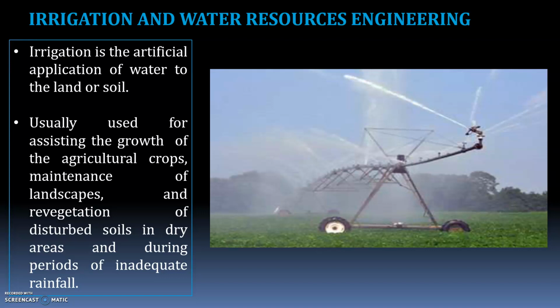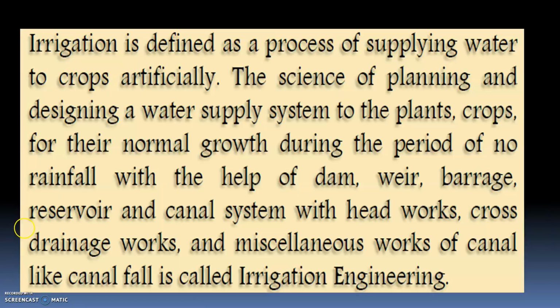All of us know irrigation is the artificial application of water to the land or soil. Usually, it is used for assisting the growth of agricultural crops, maintenance of landscapes, and revegetation of disturbed soils in dry areas and during periods of inadequate rainfall. So, irrigation may be defined as the process of artificially supplying water to soil for raising crops.